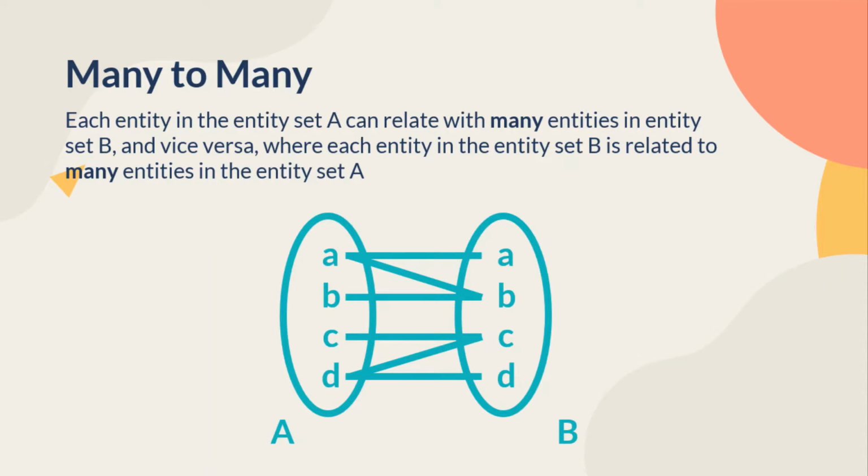An example of many-to-many relationship is the relation between student entity and course entity. Each student can take several courses and vice versa. Each course can be taken by many students.